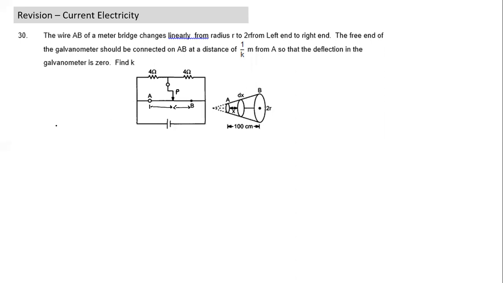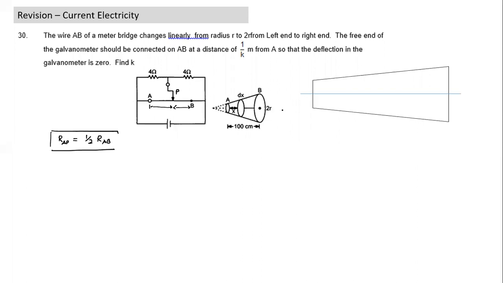So again, the resistance between AP has to be equal to half the resistance between AB. All I need to do is find the resistance for a varying cross section. So let's do that. If I look sideways, this is how it looks. This is x equal to 0. This is x equal to L, which is 100 centimeter. And the radius is varying from small r to 2r. Or if I say it is varying, I take the surface to have some angle alpha.